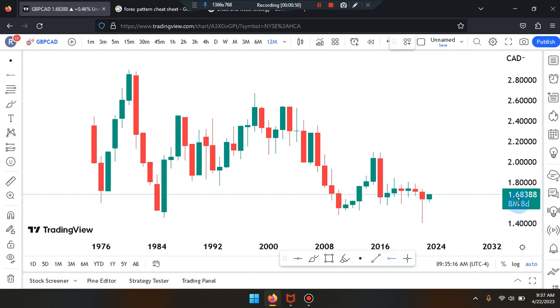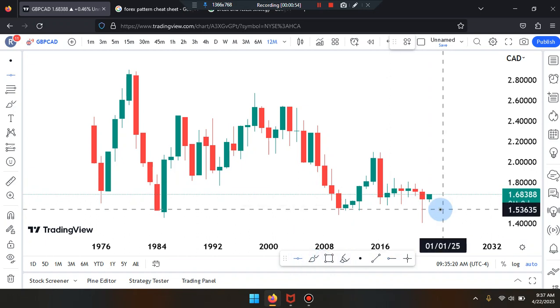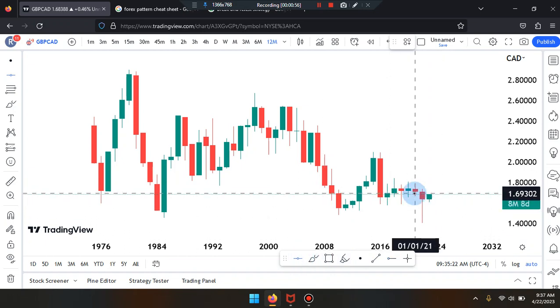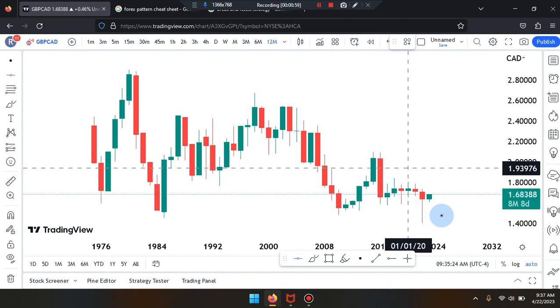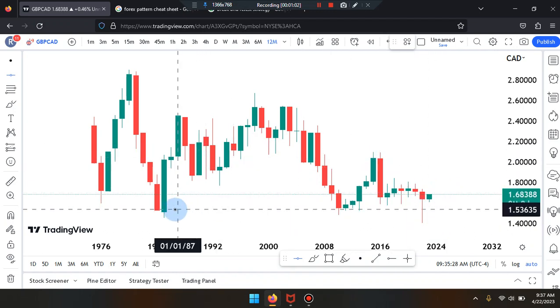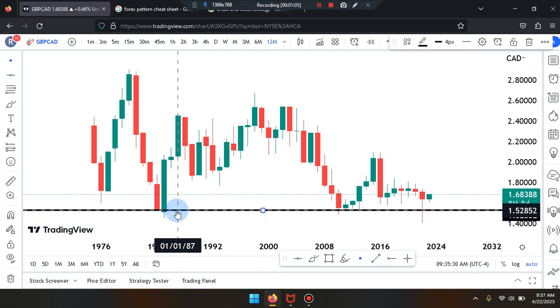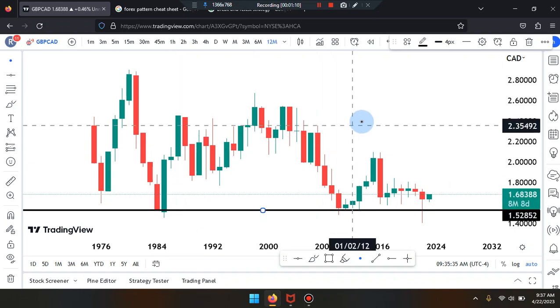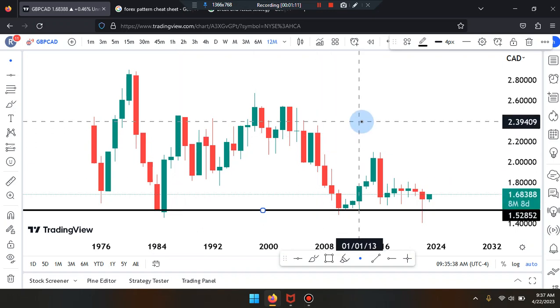Current price sitting at 1.68388. So we can see that. Let's look at overall structures. We can see price action near the overall structure of the market, which would be low, green and red, or red and green. So the lowest red and green that price can drop to is 1.52852.